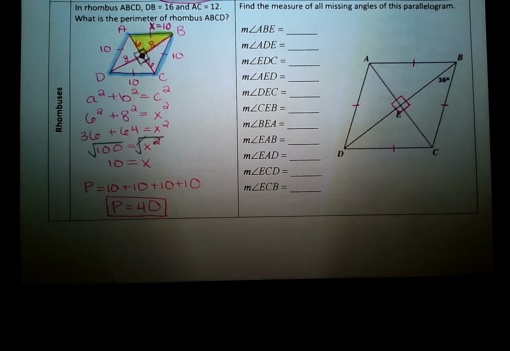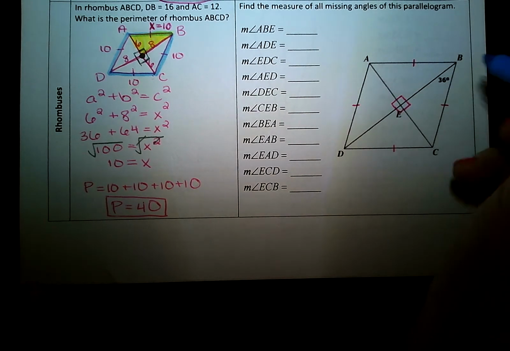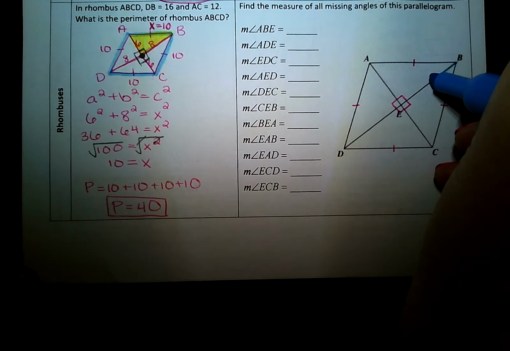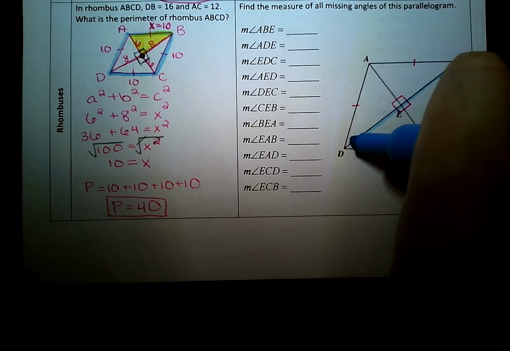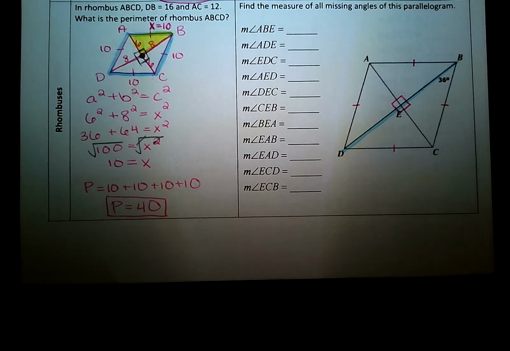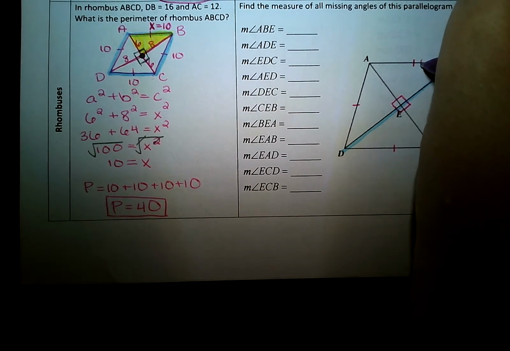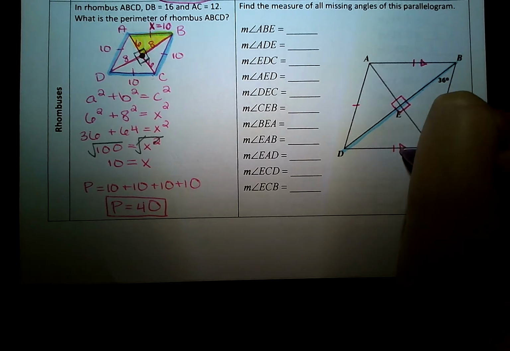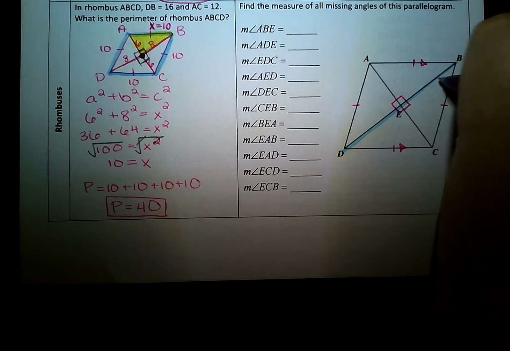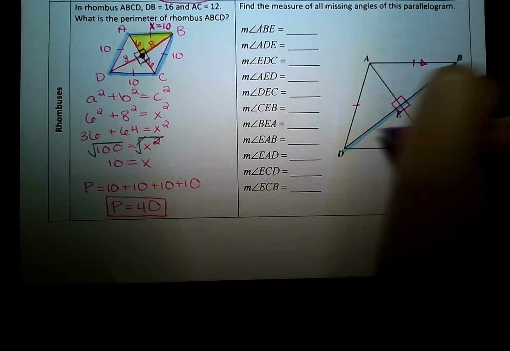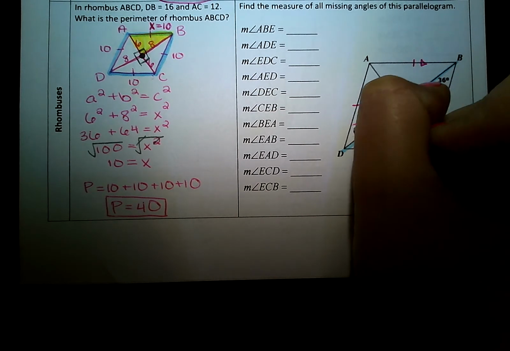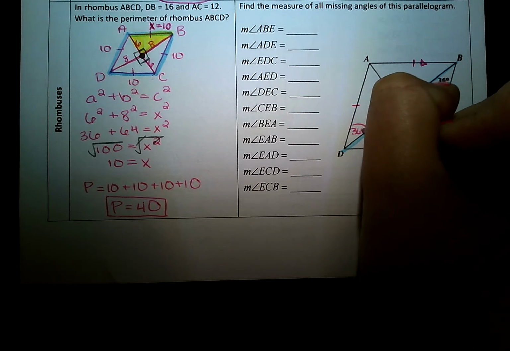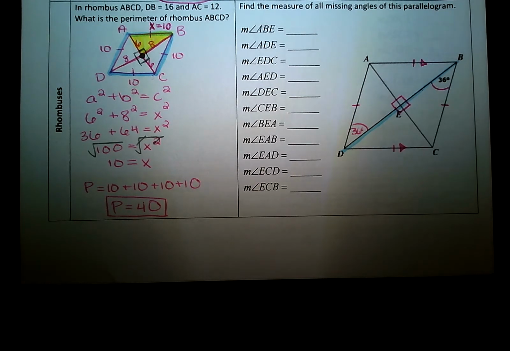I also know that a rhombus is part of the parallelogram family. So that means these sides are parallel, and it means that these diagonals are transversals of parallel sides. And if they are transversals of parallel sides, then I've got some alternate interior angles to work on here.